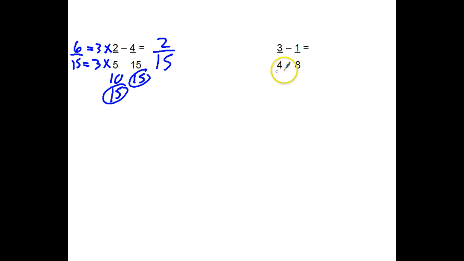Is there a fast way to change the 4 to an 8? Times 2. I'm going to take the 3 times 2, and I've now changed 3/4 to 6/8. 6/8 minus 1/8 equals 5/8.